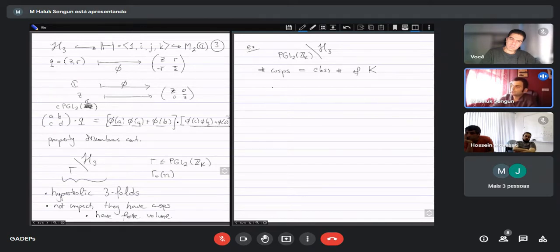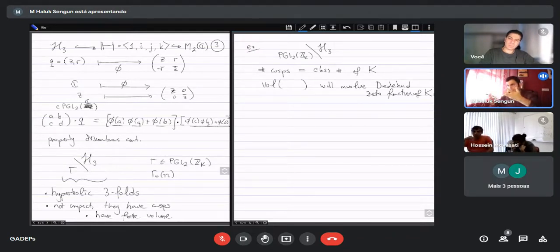This kind of stuff you might also be familiar with from Hilbert modular forms. And this is quite a general phenomenon. And also, if you look at the volume of this hyperbolic threefold, the volume will involve the Dedekind zeta function of the number field. So there is a relationship between the arithmetic of the underlying number field and some of the geometric features of these threefolds that we obtain.